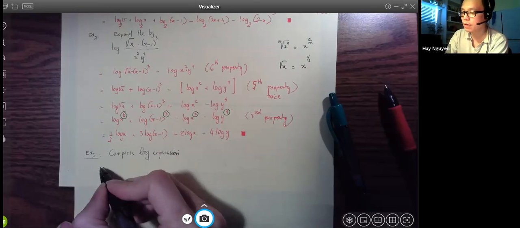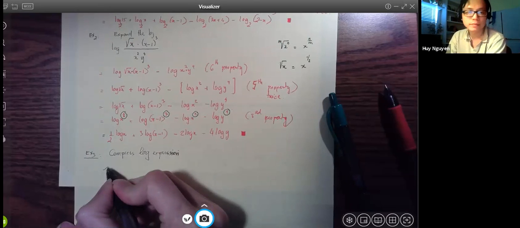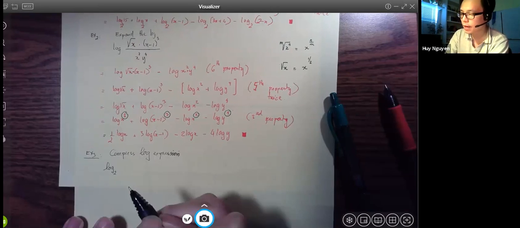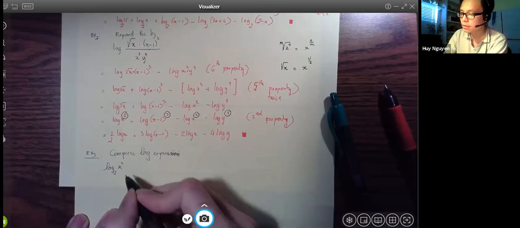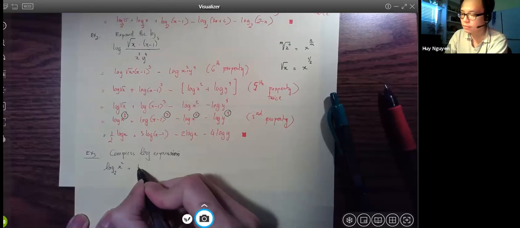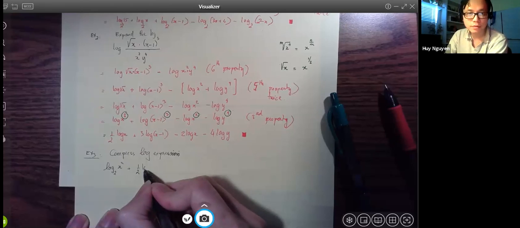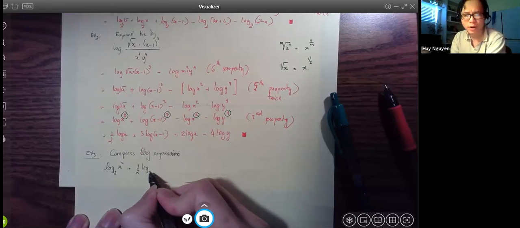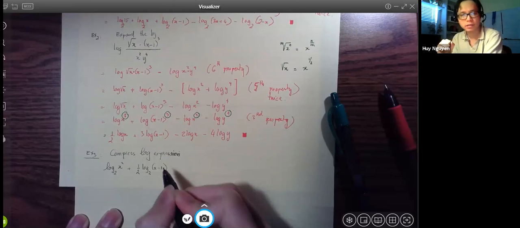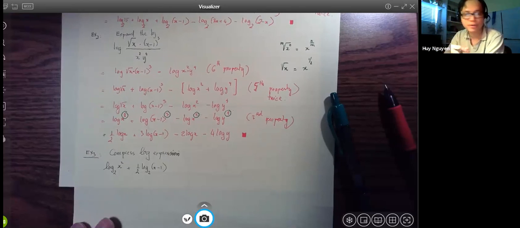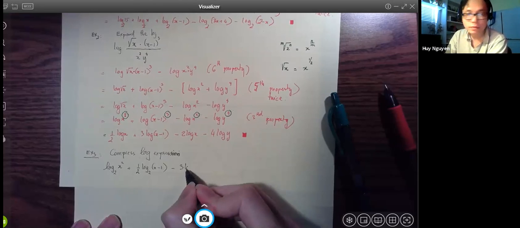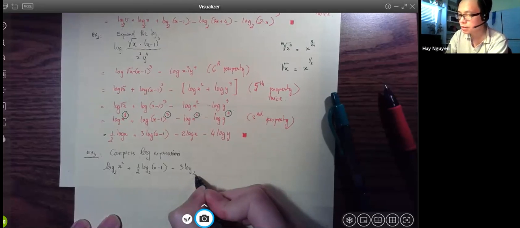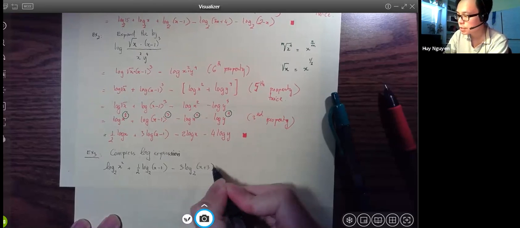I have log base 2 of x squared, plus 1/2 log base 2 of x minus... you see that I'm writing really carefully. You see the base, I do the subscript and then really drop it down. Minus 3 log base 2 of x plus 3 raised to the second power.